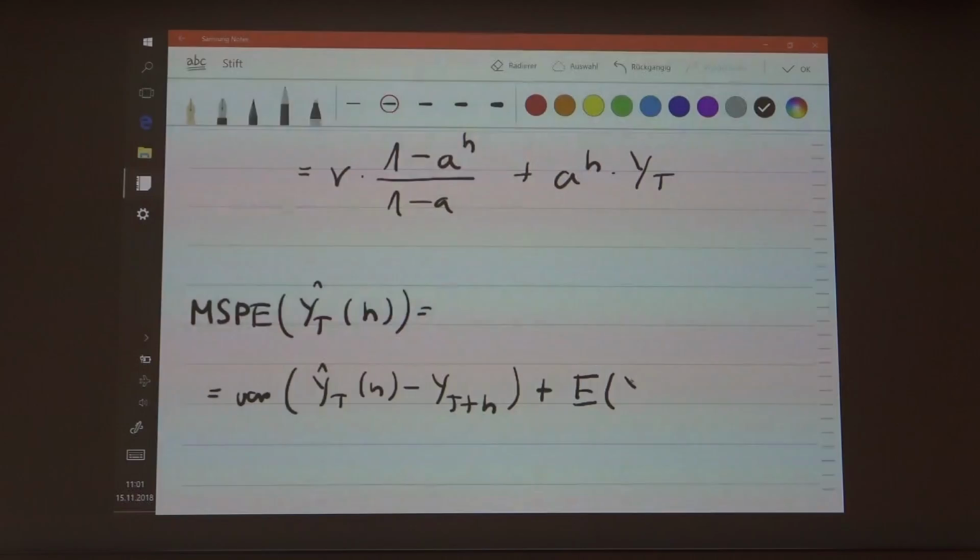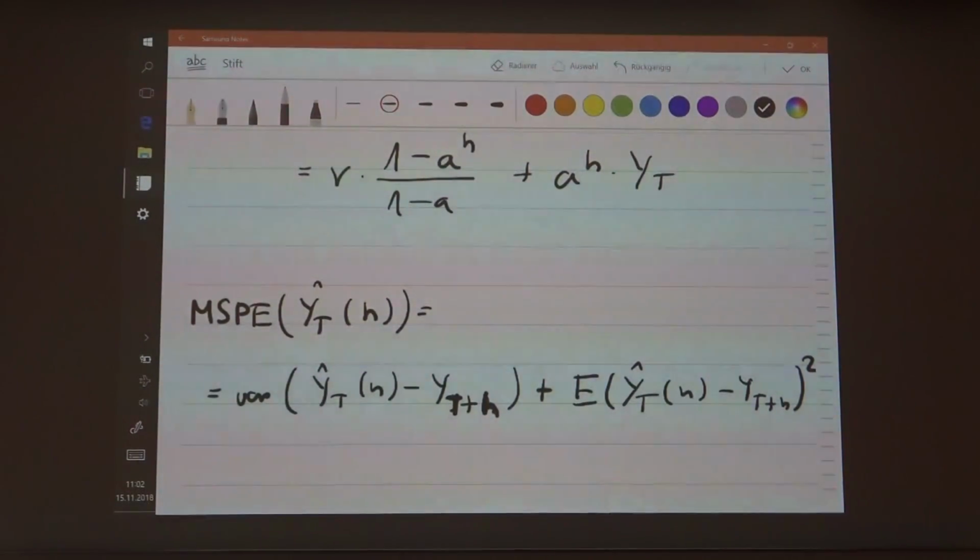So here you have the prediction error, y_{t+h} minus the forecast. This is something that we can simplify. Does it have to be squared? Yes. As soon as this is given, it's going to be equal to 0. So if we assume that, this is going to be the mean squared prediction error.